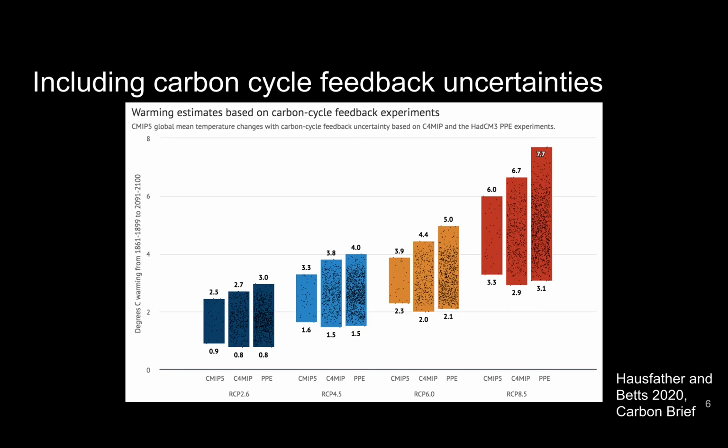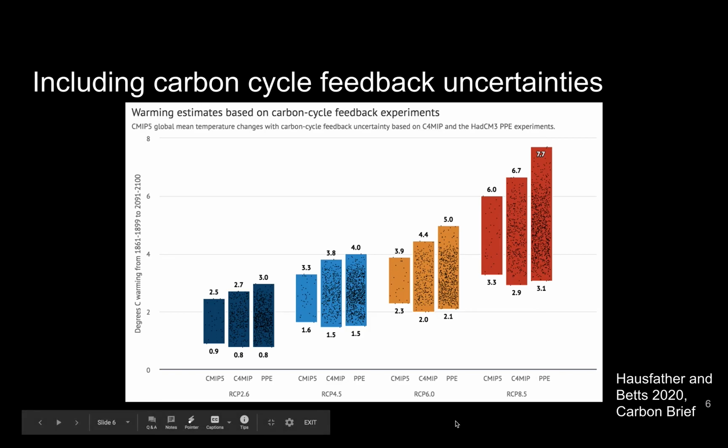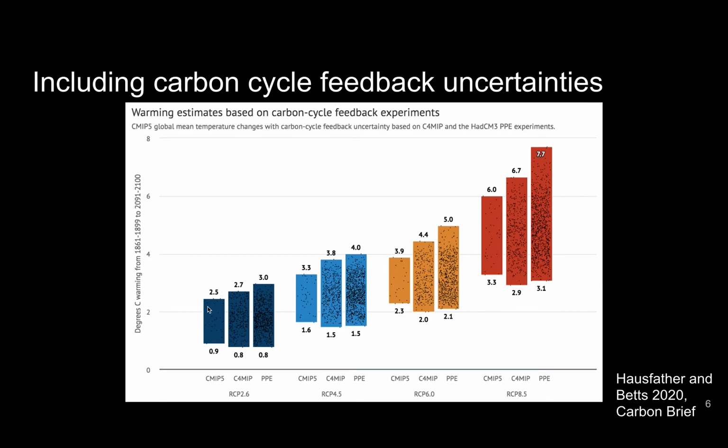So it's a fairly simple approach, and this shows the results in this figure. The first bar is the results for CMIP5, sort of bog standard with no perturbation of atmospheric CO2. So these are the standard CMIP5 results. The second bar is using all the carbon cycle feedback estimates in C4MIP.